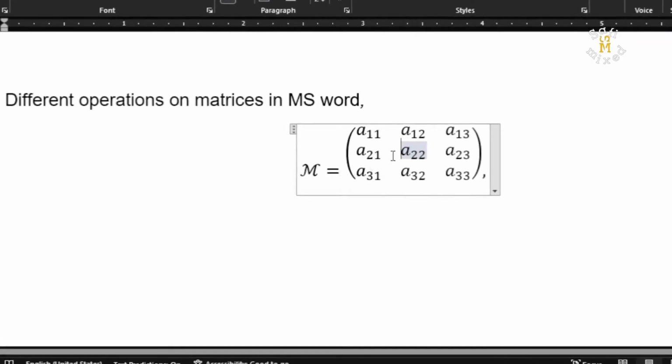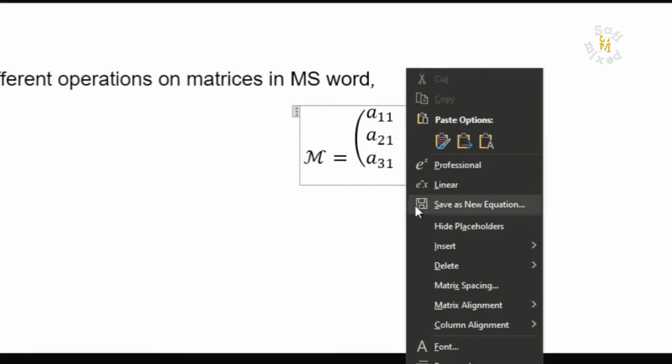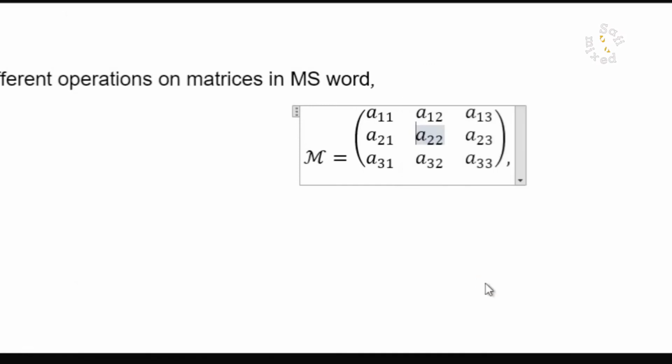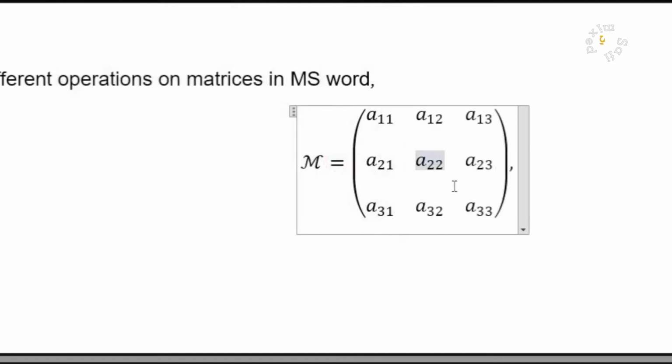Now let us change the spacing between the columns and rows. That I can do by coming to the matrix spacing command, and pressing this will take me to this option, and I can change the space between rows of the matrix by clicking on this drop down menu, and there are different options: 1.5 line spacing, double spacing, exactly, etc. And if I press the double spacing and then click OK, the space between the rows has been changed to double.